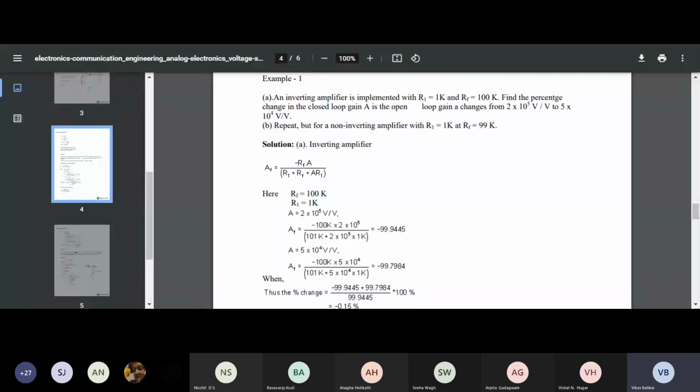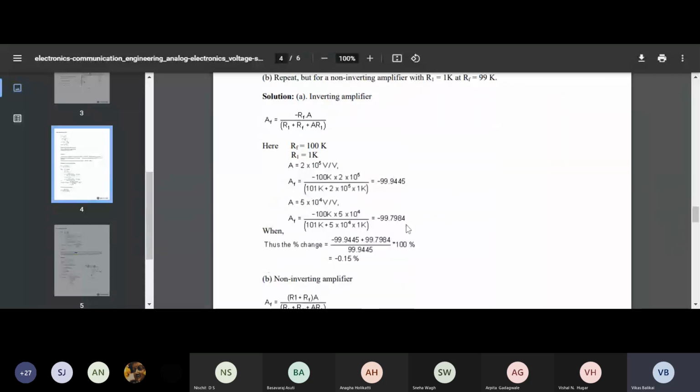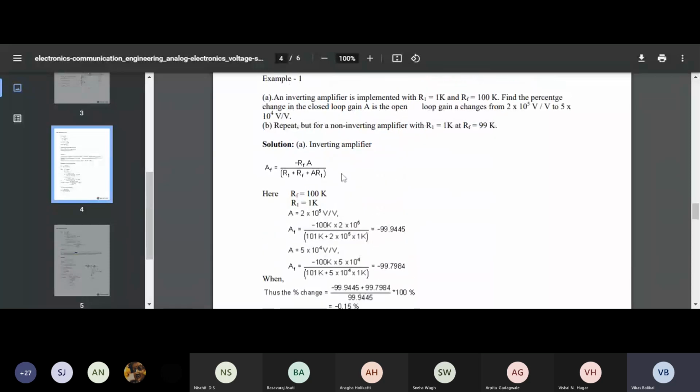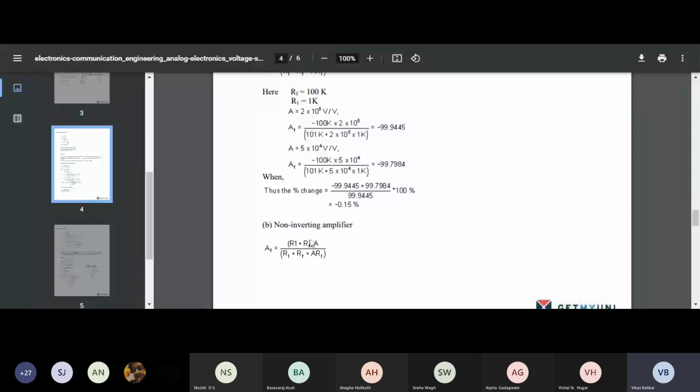So with 2 into 10 raised to 5 open loop gain we got one closed loop gain, and with 5 into 10 raised to 4 open loop gain we got another closed loop gain. What is the major change between the two? 15% of the change has happened. So this is about how you are supposed to solve the numerical whenever it is asked for change in the gain.